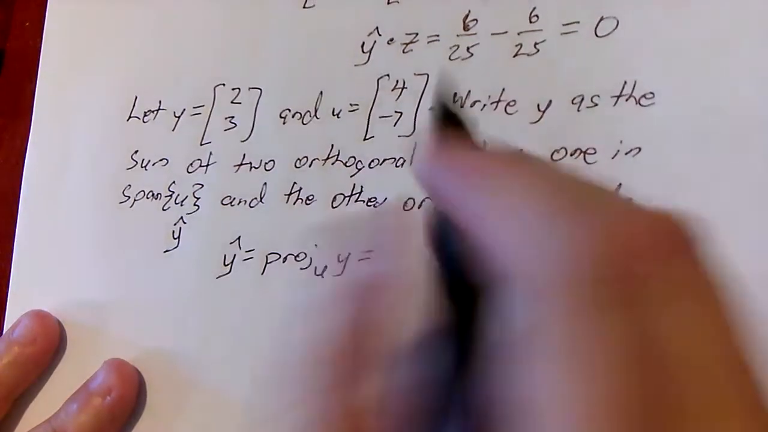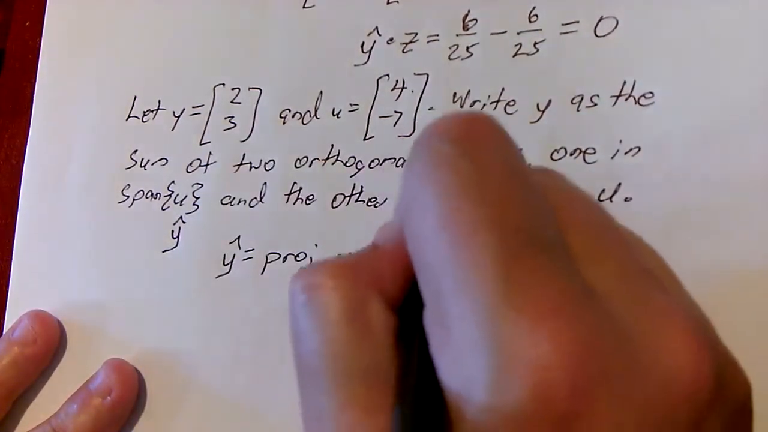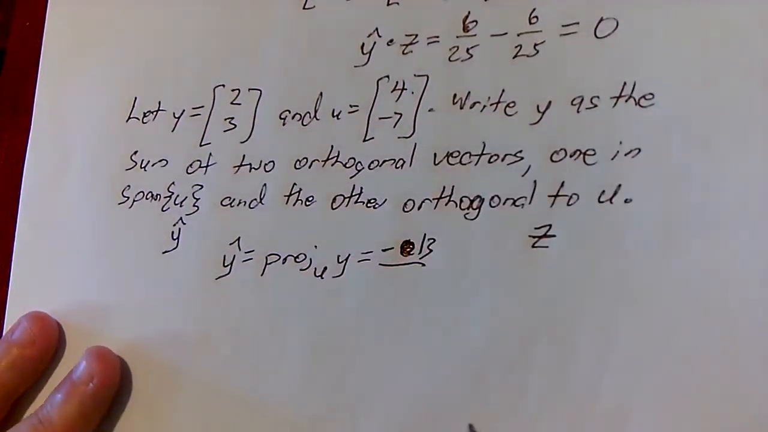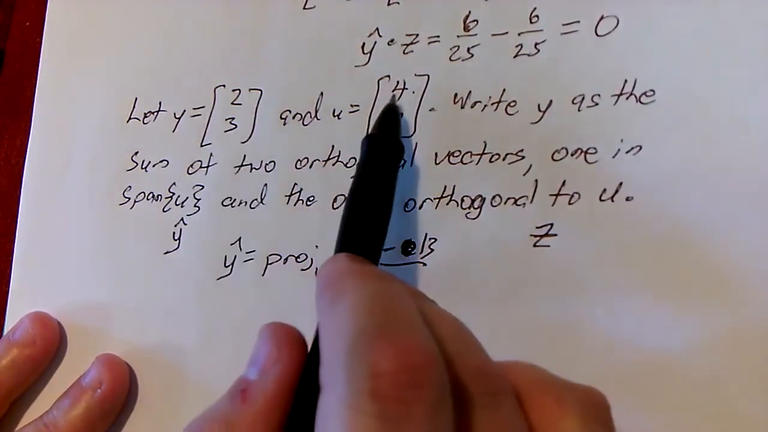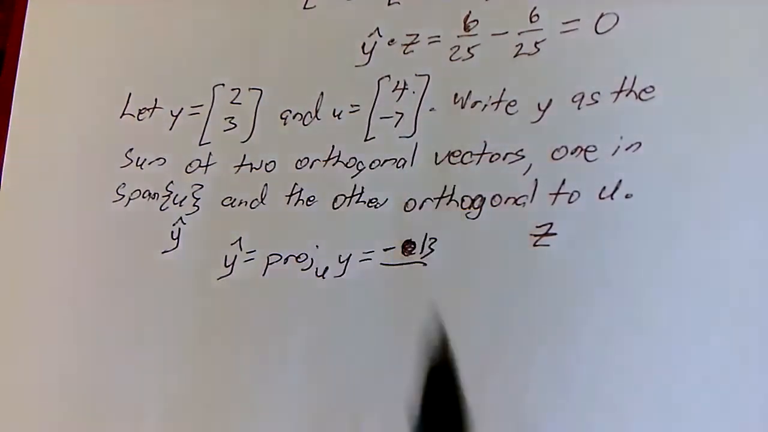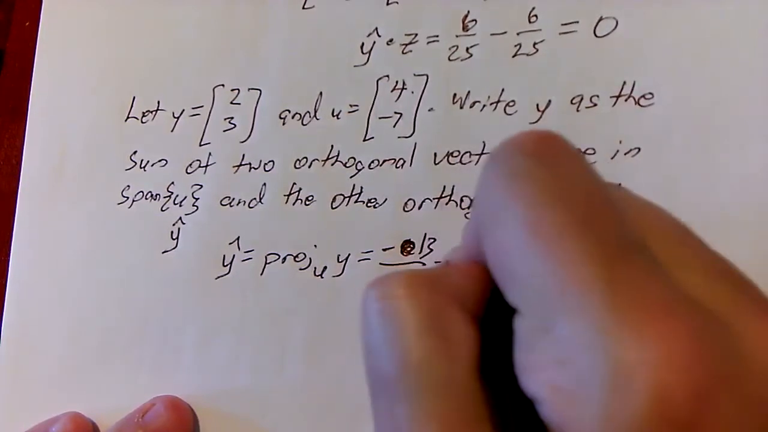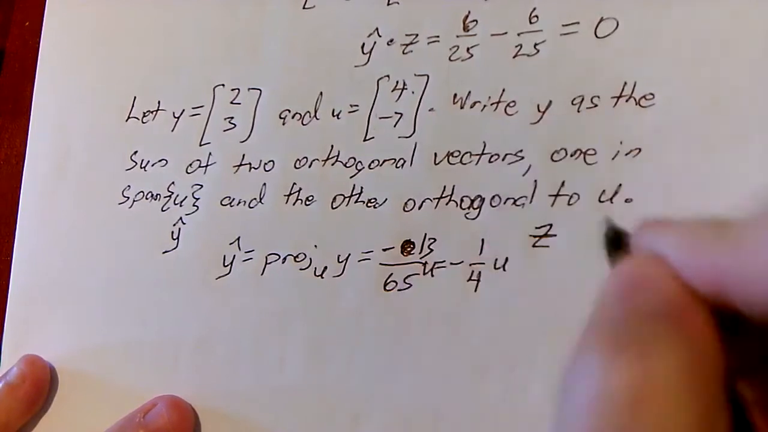Okay, so I'm going to find y hat, which is equal to the projection of y onto u. So for that, I do y dot u. So 2 times 4 is 8, minus 21. That's a negative 21, negative 13. 8 minus 21 is a negative 13. And then u dot u on the bottom, I've got 16 and 49. So 16 and 49 makes 65. Okay, so that is a negative 1/4. Okay, and this should be times u.